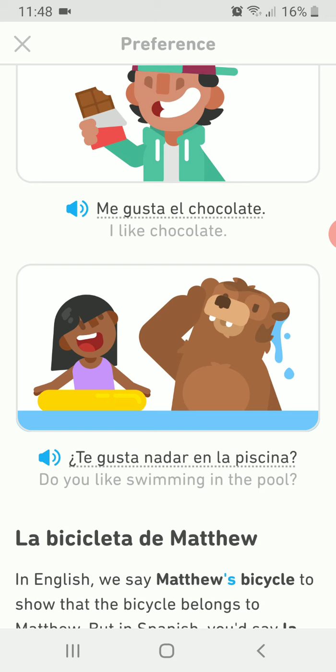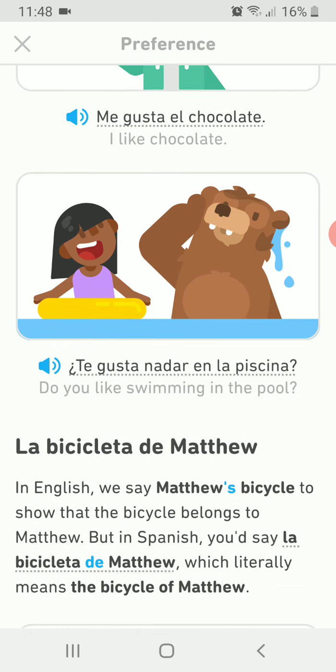Another example here is the interrogative form of a sentence. ¿Te gusta nadar en la piscina? En la piscina. Do you like swimming in the pool? So here we're meeting with a new verb as well. This is nadar. So we have just seen the verb gustar, to like. Nadar is to swim. So te gusta nadar en la piscina? So do you like to swim in the pool?